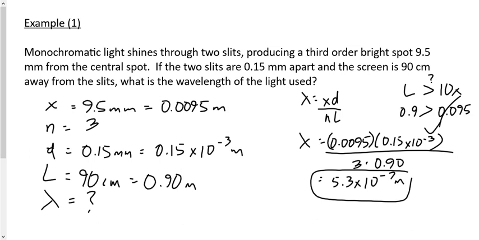Hey, just a quick little aside. What if L wasn't greater than 10 times x? Then you would have had to find theta. Use the other equation. We don't have theta, so we got to find it. If this is x and this is L, then you could find theta then, right? Tan theta is equal to x over L, and you could get theta, and then you could use that other equation. We don't very often have to do that, but be ready for it in case you do, okay?